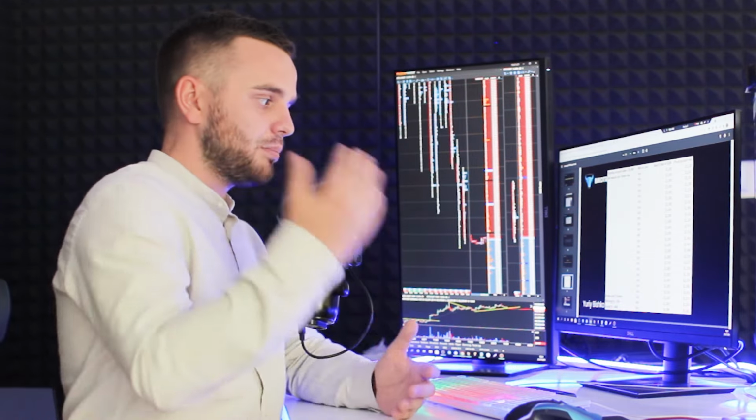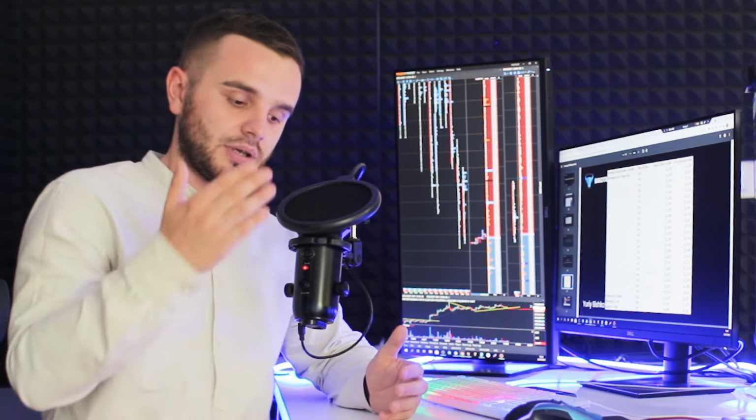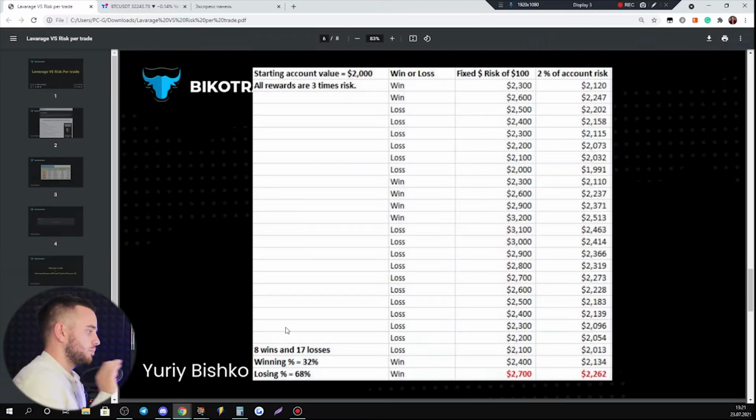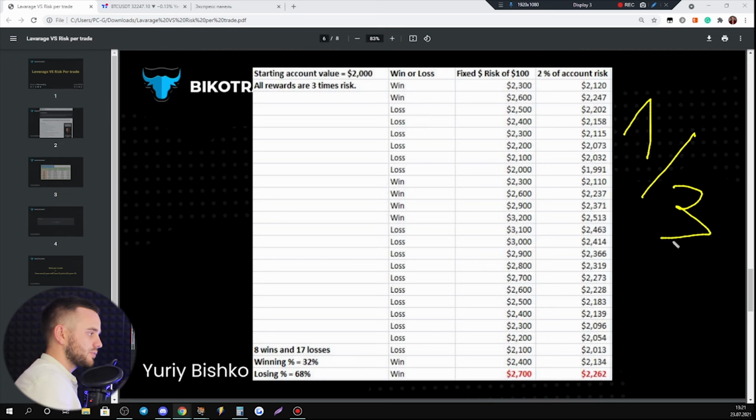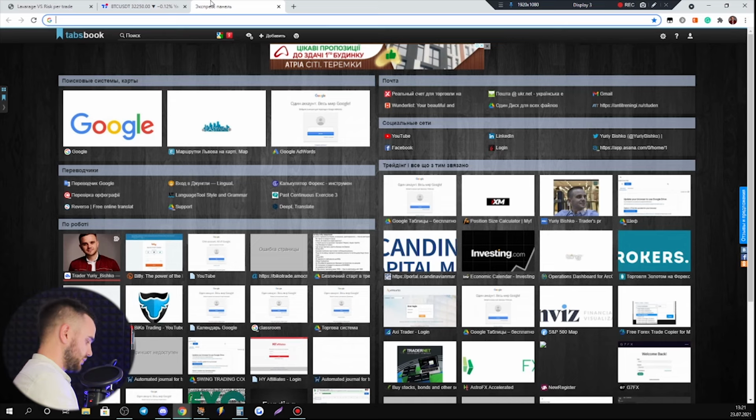I don't know why they do it, because trading is the same business as any other business. You have income and you have losses. The beauty of trading is that you can make money even if you don't have a 100% win rate. Even more, there is something called risk reward, and I recommend you use at least 1 to 3 risk reward.